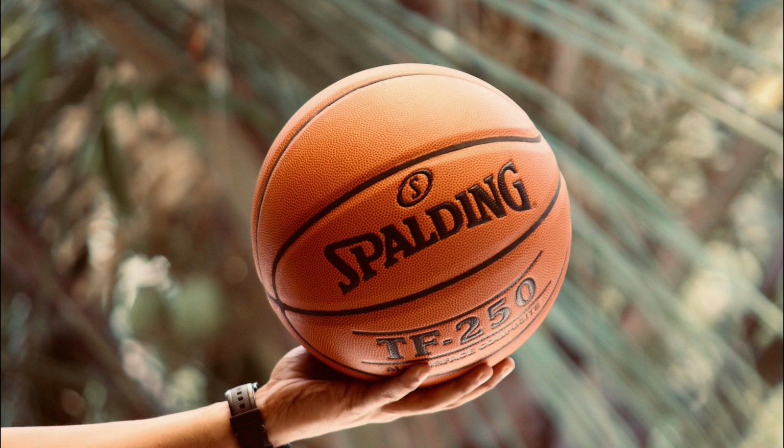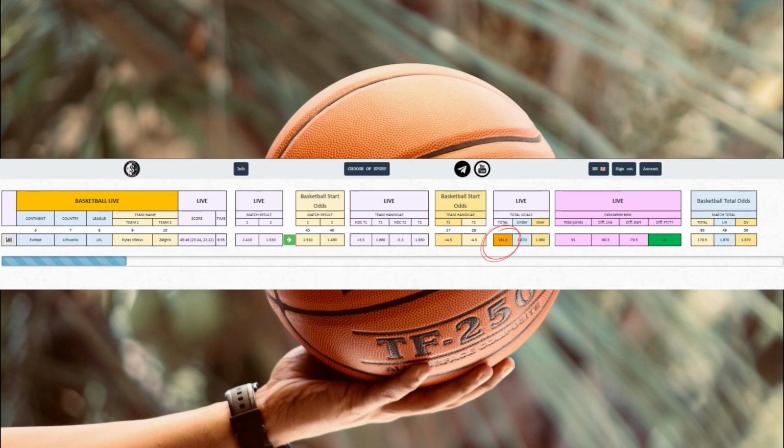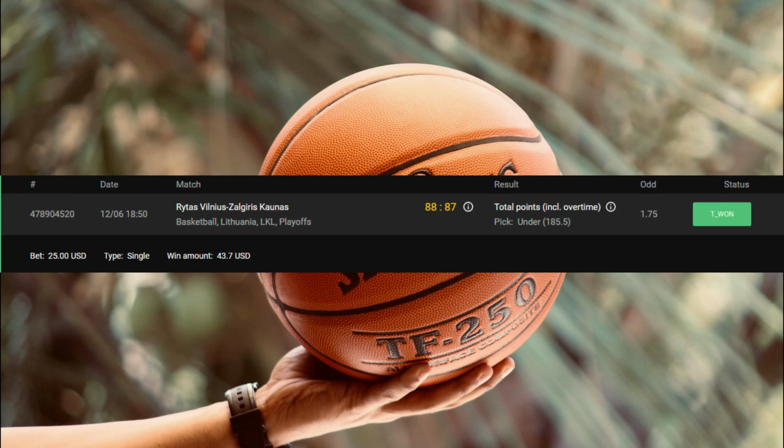Upon further monitoring of the match, we see that the live total has decreased even more from 185 to 181. Therefore, we did not need to place a second bet. As a result, our bet won with odds of 1.75.